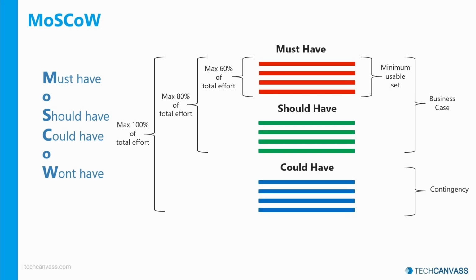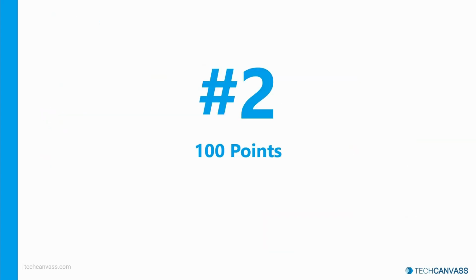And then we have could have. Could have requirements are just nice to have. They are desirable to provide a nice user experience or customer experience, but they are not that important to the delivery of the project. They will be delivered only if there is enough time and resources to spare. Otherwise, they are likely to be tabled for a future release. Now, there is no point in talking about won't have, since we will not be considering them as part of the upcoming release.